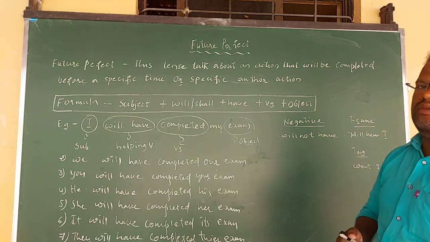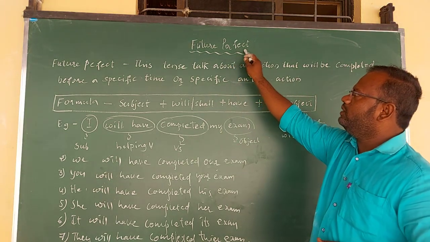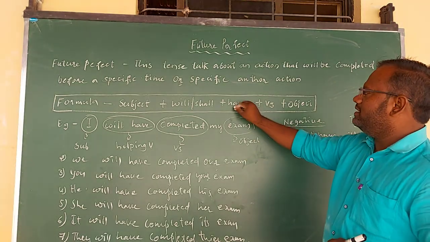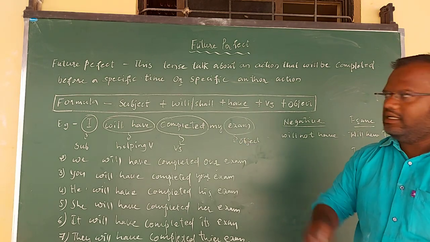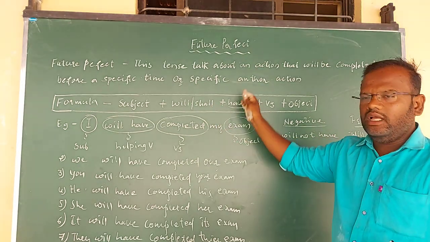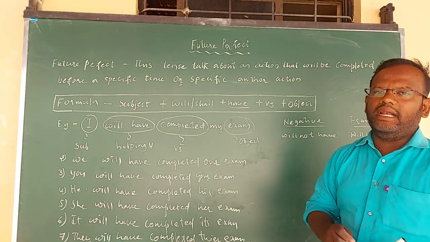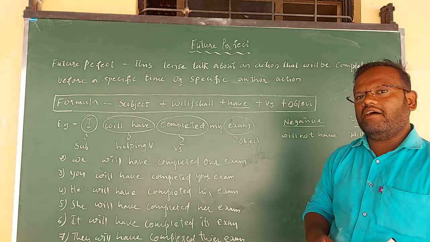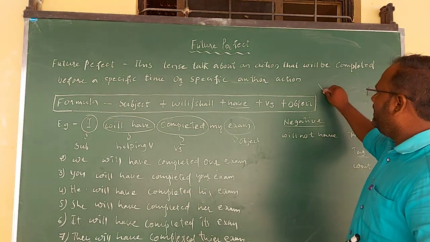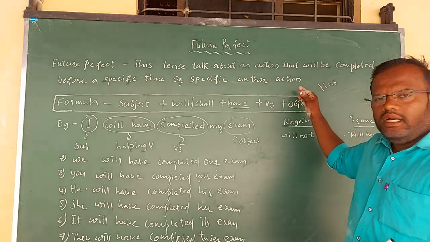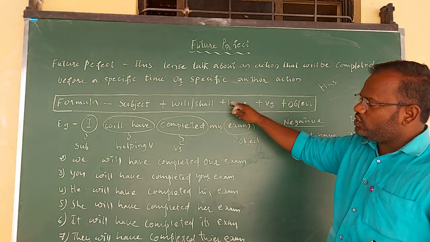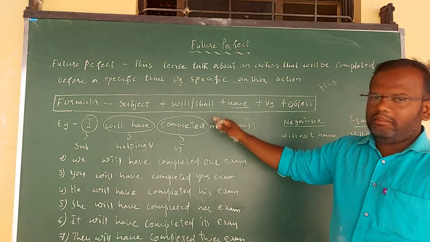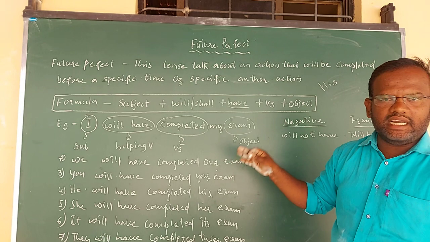In a similar manner, when we are discussing the future perfect tense, here also we can find a single helping verb, have. We can take it, will have or shall have. So have is common for all the pronouns. Whereas in the present perfect, third person singular carries has. Here it's not like that. Have is the common auxiliary verb for all the pronouns: I, we, you, he, she, it and they.